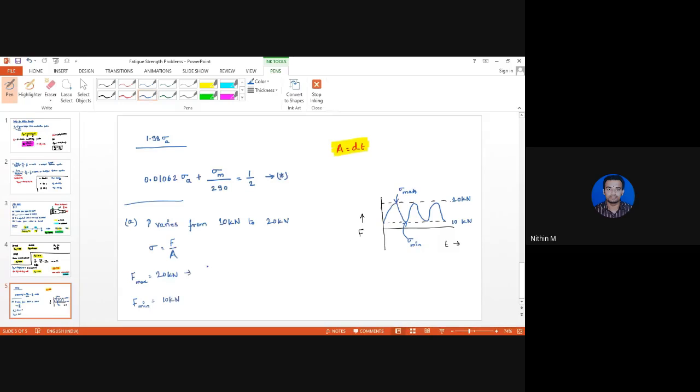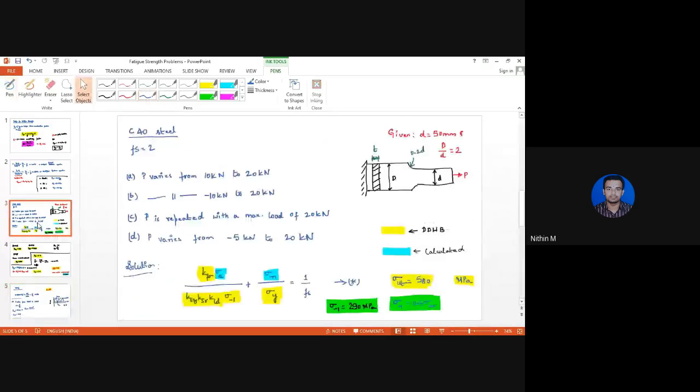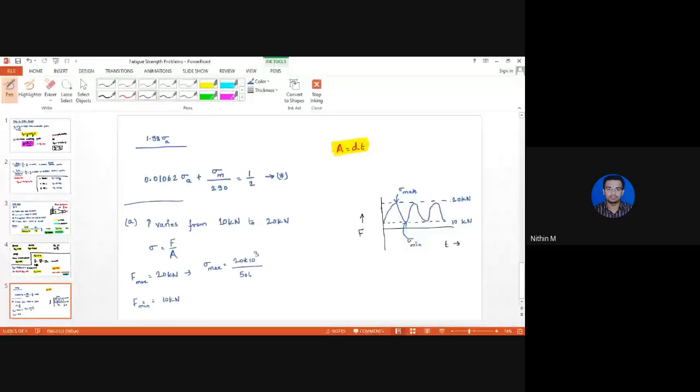So thereby this translates to the maximum stress induced being 20 into 10 to the power of 3 newtons divided by d into t. What was the dimension of d that was given? Lowercase d was given to be 50 millimeters, right? So thereby this will be equal to 50t. Can someone solve and tell me the value of sigma max in terms of t? Sigma max will be something divided by t, raised to 10 to the power of 3.